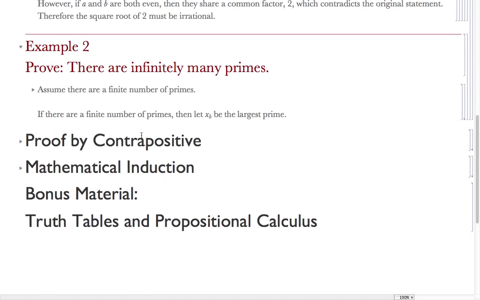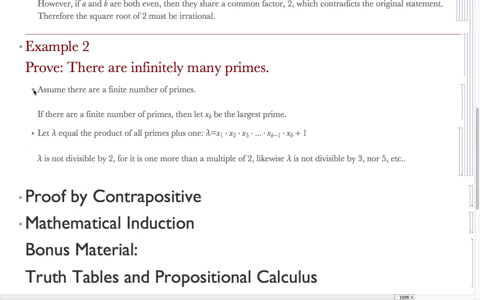We'll assume that there are a finite number of primes. If there are a finite number of primes, then there must be a largest one, and so let's define a variable to represent that. Okay, so we've got a finite number of primes. We're going to say that x sub b is the largest of those primes. We're going to let lambda equal the product of all primes plus 1. So again, x sub b is the largest prime. Lambda is going to be the product of all of the primes.